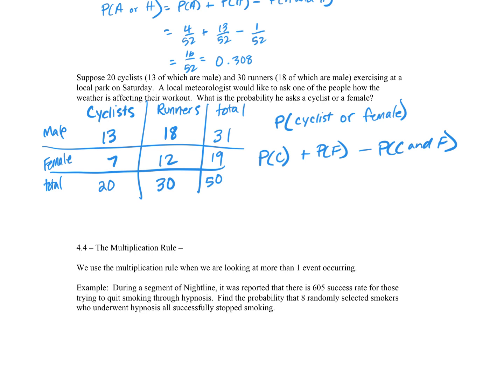Using our table, what's the probability that the person I select is a cyclist? 20 cyclists out of 50. Female? 19 out of 50. Cyclist and female? 7 out of 50. So 32 out of 50, which is 0.64.